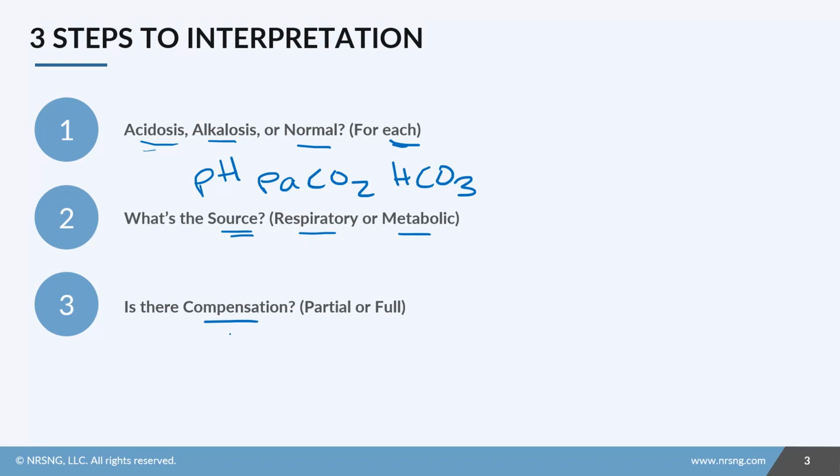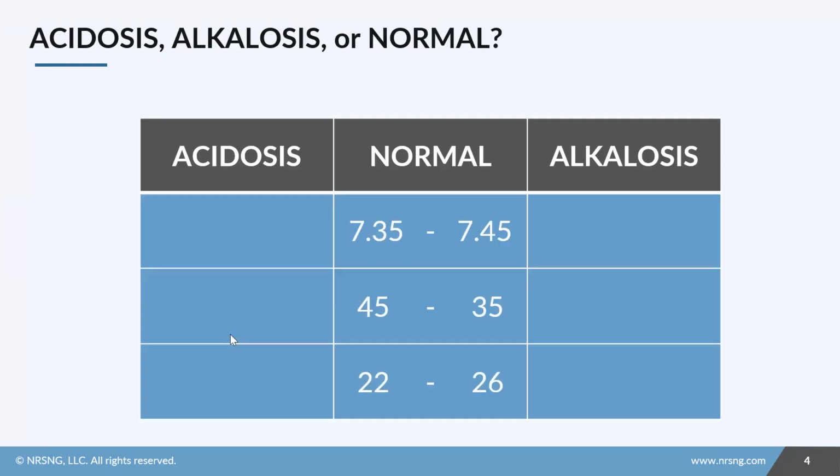So let's look at each of these steps in more detail. The first step is always to evaluate each of the values. So for our pH, the normal value is 7.35 to 7.45. Anything less than 7.35 is considered acidosis. Anything greater than 7.45 is considered alkalosis.